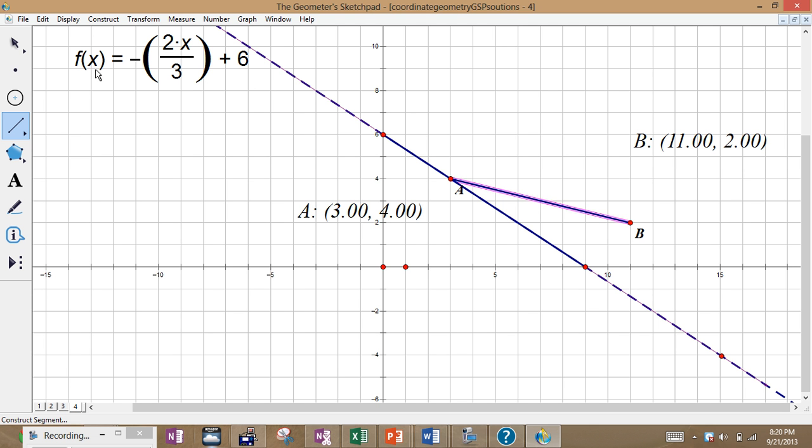Now, there's also an idea that if I took the radius and it met up at the midpoint of this chord, it would bisect it. It would bisect it perpendicularly. So the radius will perpendicularly bisect the chord. So knowing that idea, I'm going to construct the midpoint of that segment.